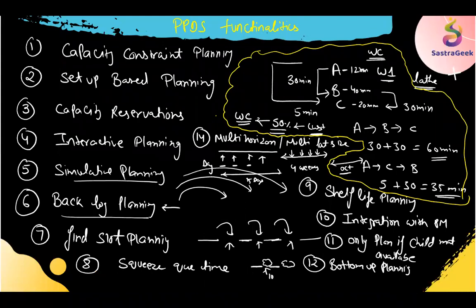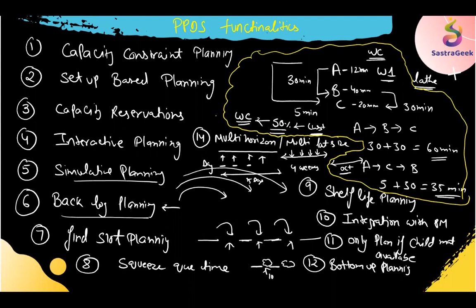Then we discussed what kind of functionalities and what different planning PPDS would be able to do. Apart from capacity constraint planning, a lot of different heuristics and features are available where PPDS can help to do better planning. We discussed setup-based planning in detail. MRP cannot do optimization based on the setup times, but PPDS can do that. With capacity constraint planning, we can reserve capacity, reserving a work center for a customer. Interactive planning, simulative planning, and backlog planning we would be able to do.